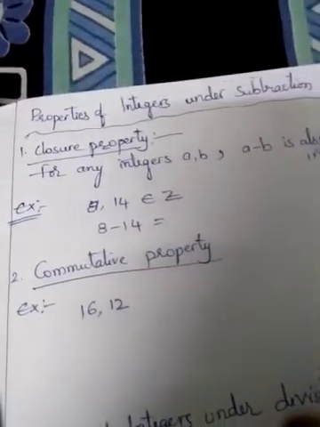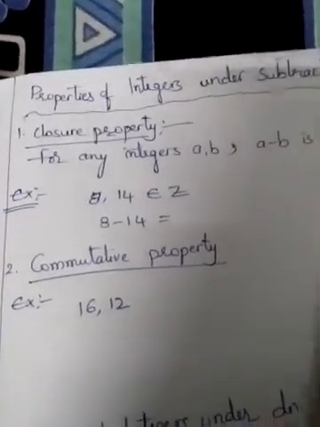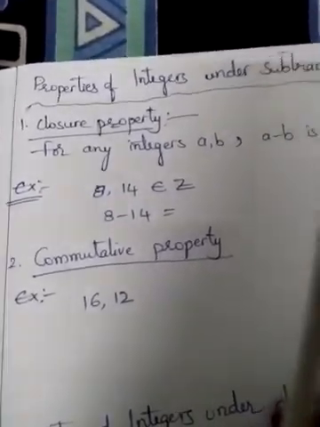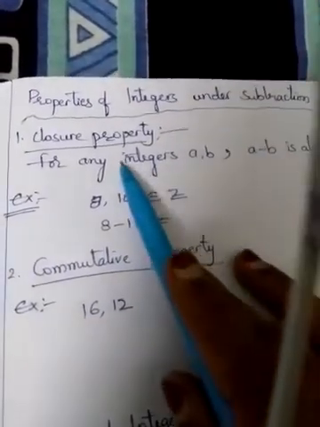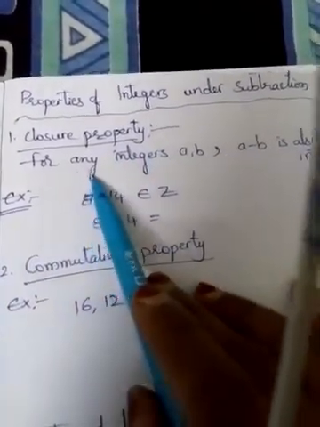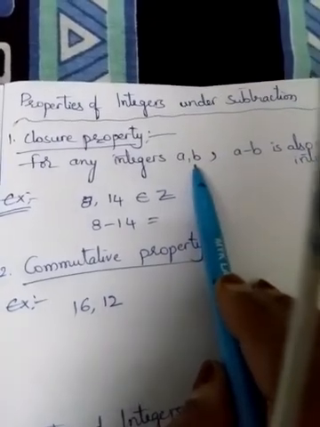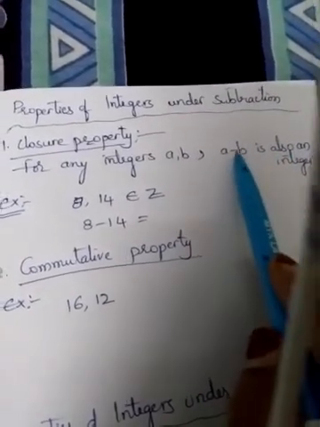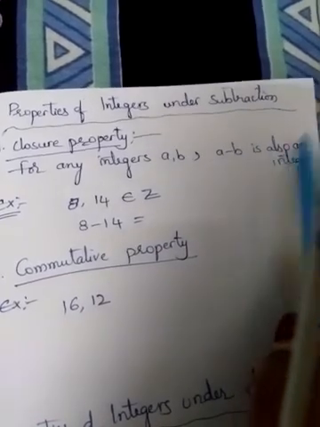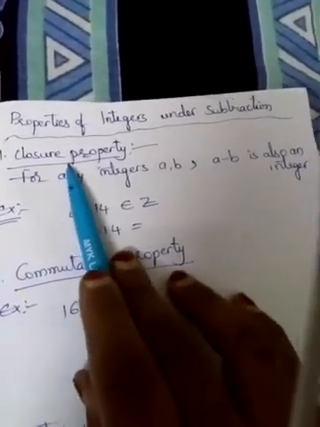First listen, properties of integers under subtraction. Under subtraction, the first property we are checking is the closure property. The definition is: for any integers a, b, a minus b is also an integer. If a minus b is also an integer, then the closure property is satisfied.